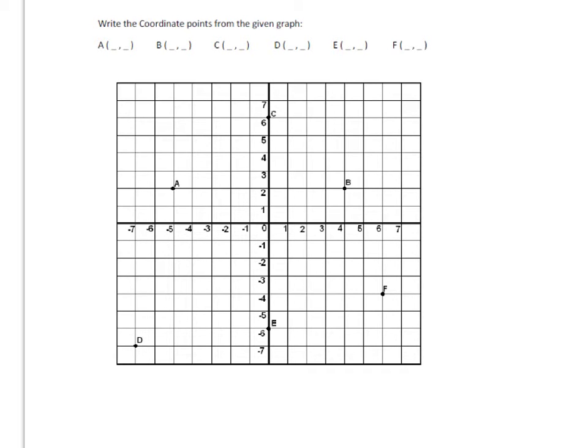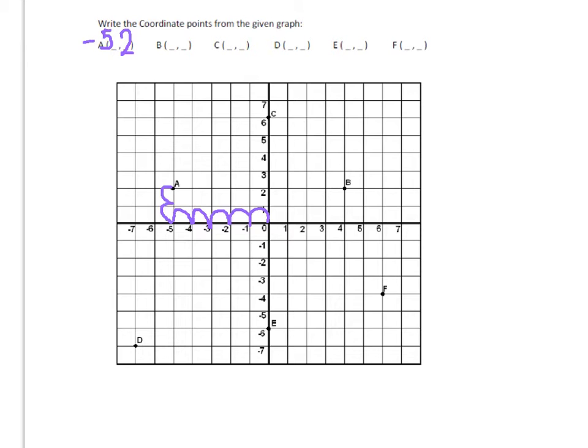So let's start at the origin. In order to get to A, I'm going to have to go left. And I move 1, 2, 3, 4, 5. So I know that the x-axis is going to be -5 because I went to the left. For the y, I'm going to have to go up, and I'm going up 1, 2 points. Since I went up, that's a +2.